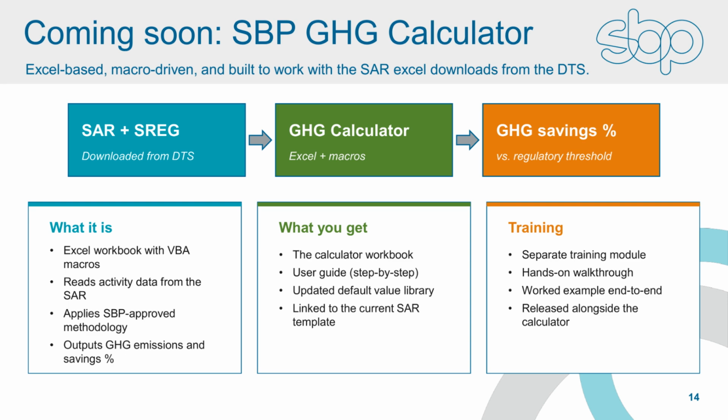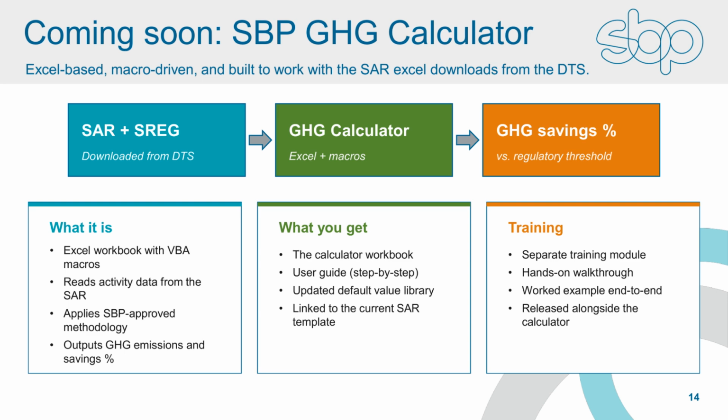So far in this module, we've said something important. SBP gathers and verifies the activity data, but the actual GHG calculation is done by the end user. That's about to get a lot easier. SBP is about to publish a tool we've been working on for some time, the SBP GHG Calculator. It's not live yet, but it's close, and you'll start hearing more about it through the official channels in the coming weeks.